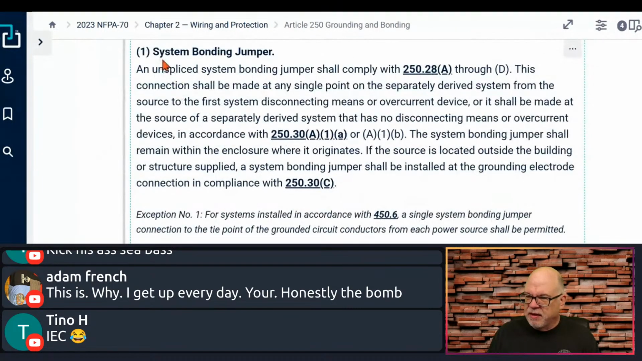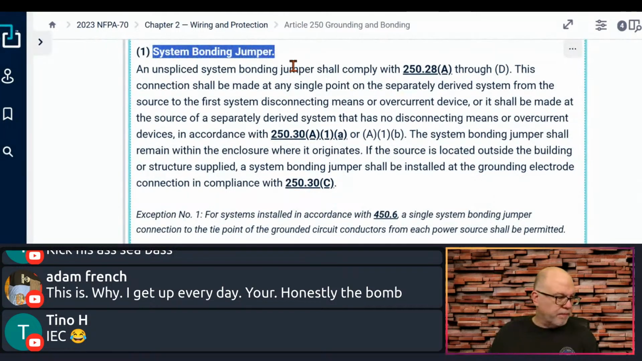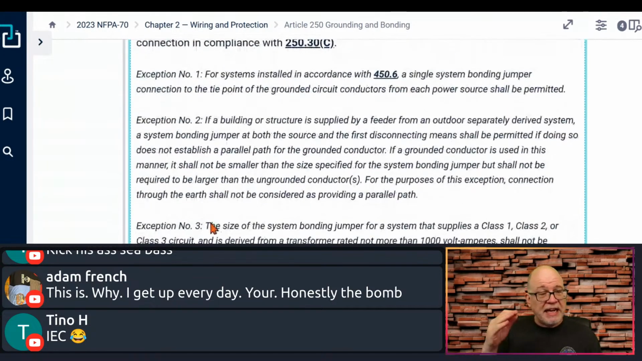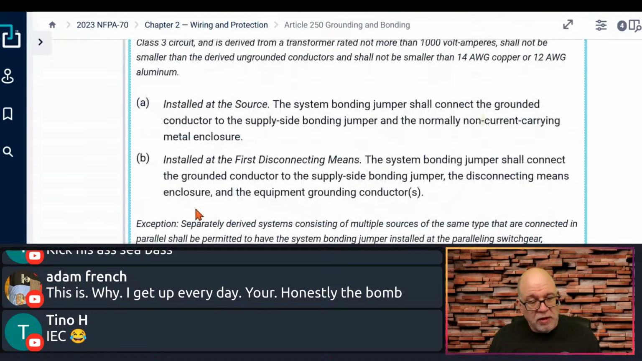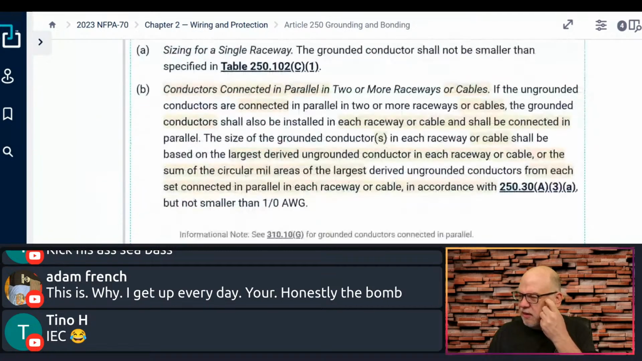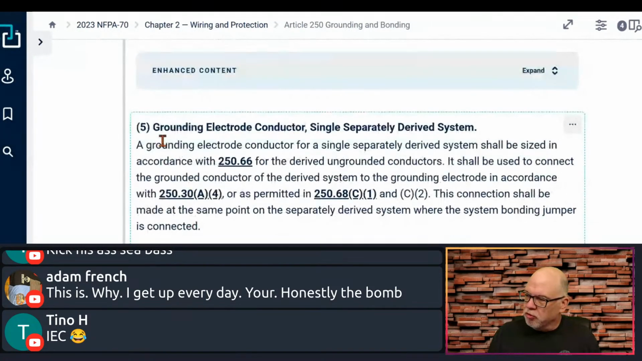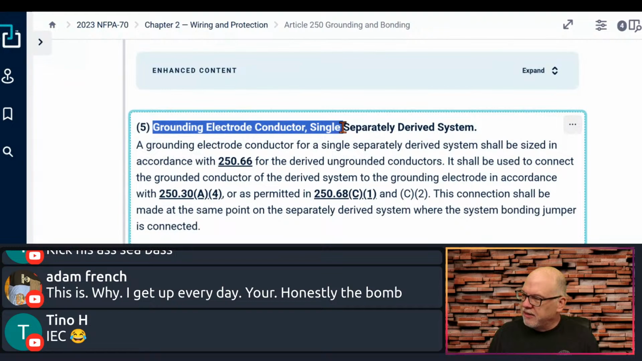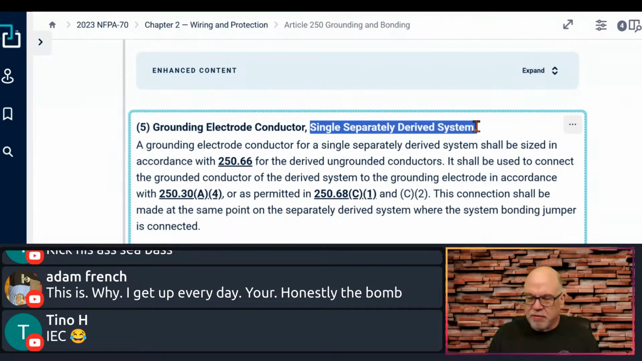So we already see the phrase system bonding jumper. We already see this phrase. So again, in the question, it was system blank jumper. So we probably already know where we need to be. But we're trying to find out the rules for a single separately derived system. So there's a supply side bonding jumper. It's grounded. Okay, grounding electrodes. Boom. The grounding electrode conductor for a single separately derived system.